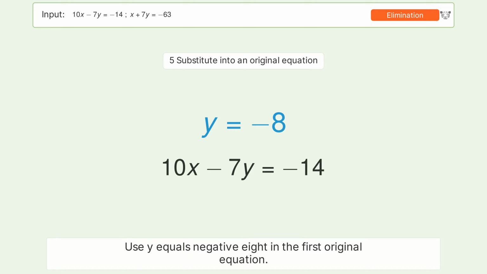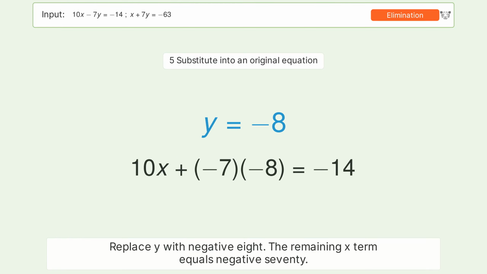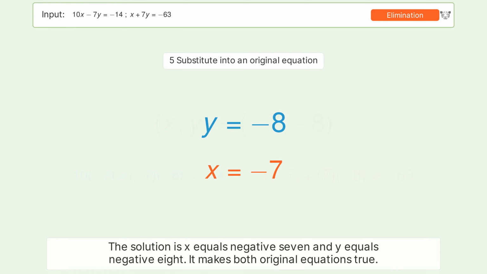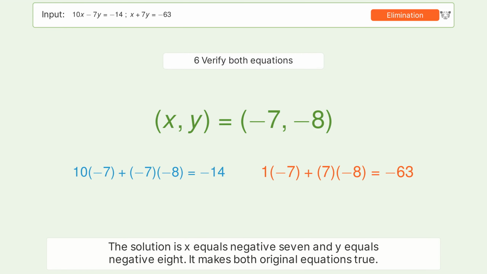Use y equals -8 in the first original equation. Replace y with -8. The remaining x term equals -70. Divide both sides by 10. X equals -7. The solution is x equals -7 and y equals -8. It makes both original equations true.